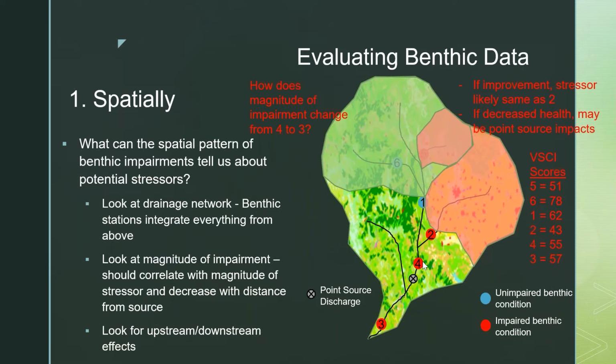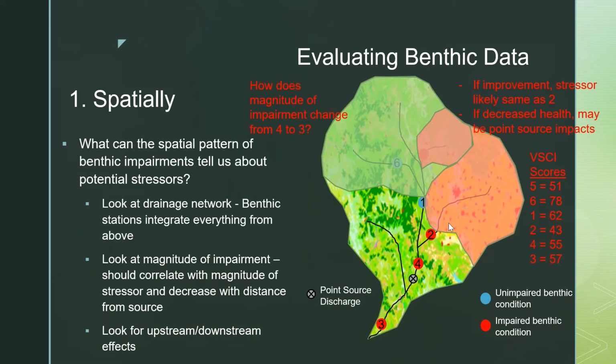What if we look at a flow weighted or an area weighted average of the upstream stations? Does that predict what we see at 4? And if it does, then what that tells us is, yes, the source of the stressor is primarily from this sub-watershed here.